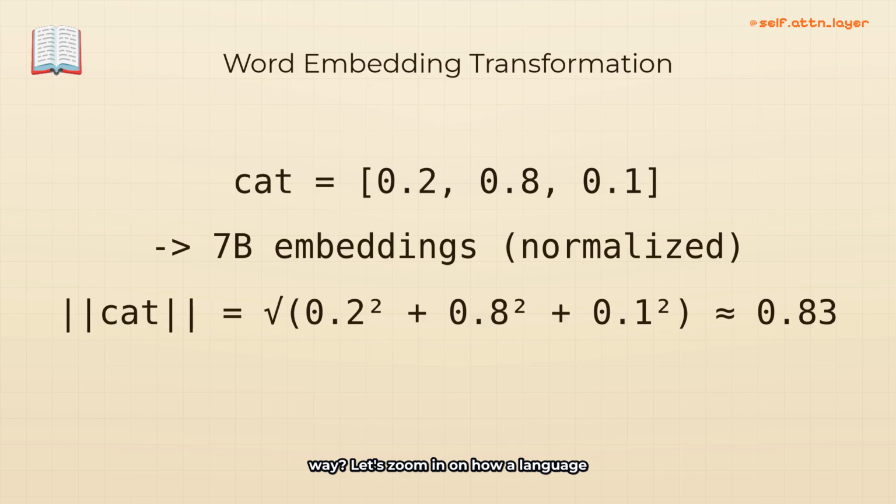Let's zoom in on how a language model actually works. It reads your words and turns them into numbers, like a secret code. For example, the word "cat" might become 0.2, 0.8, 0.1. These numbers are called embeddings. The model uses them to guess what word comes next. To teach it a new word like "poggers," you'd normally have to change every single embedding in the model. That's 7 billion numbers for a small model, like rewriting every page in a 7 billion page book.